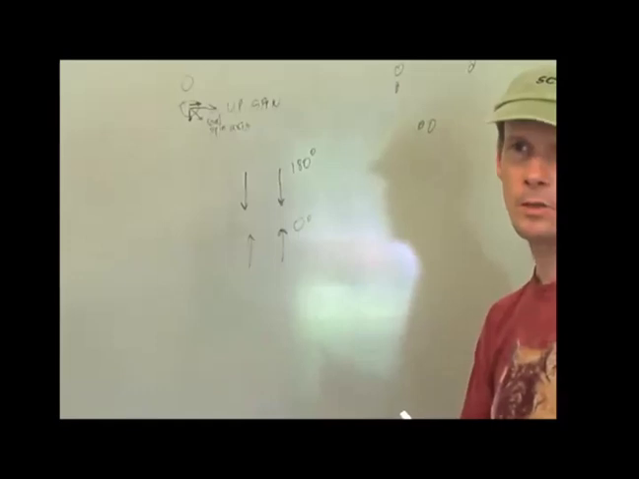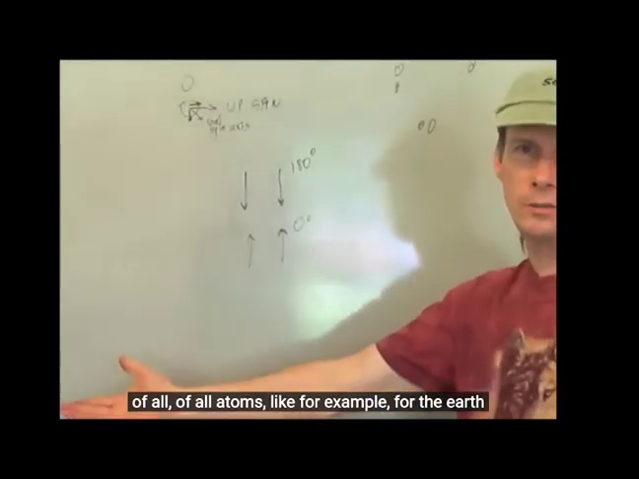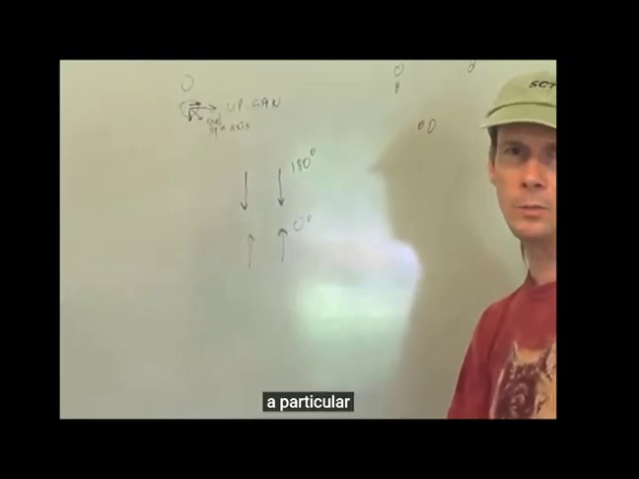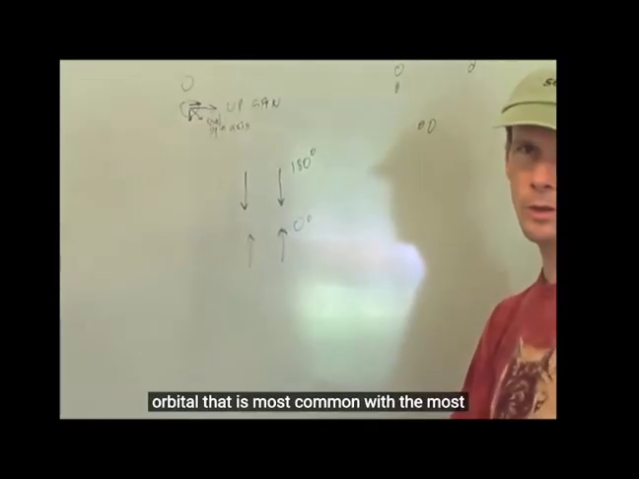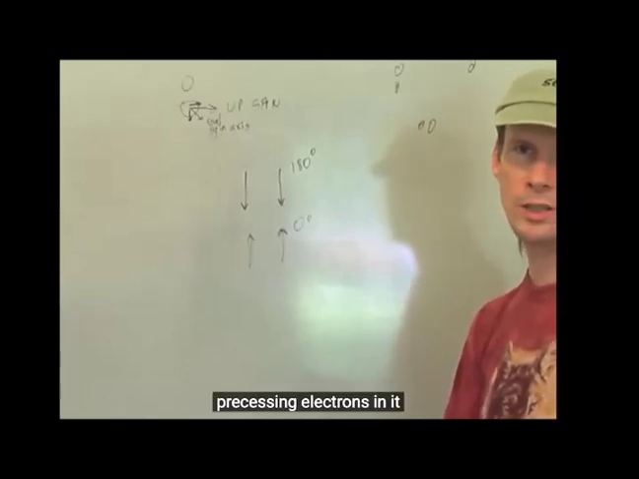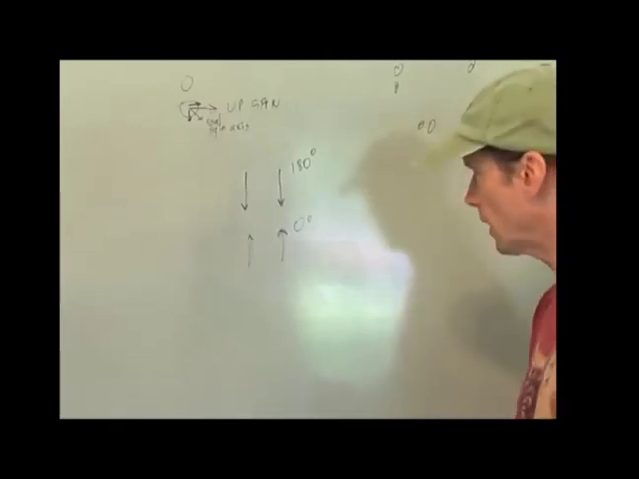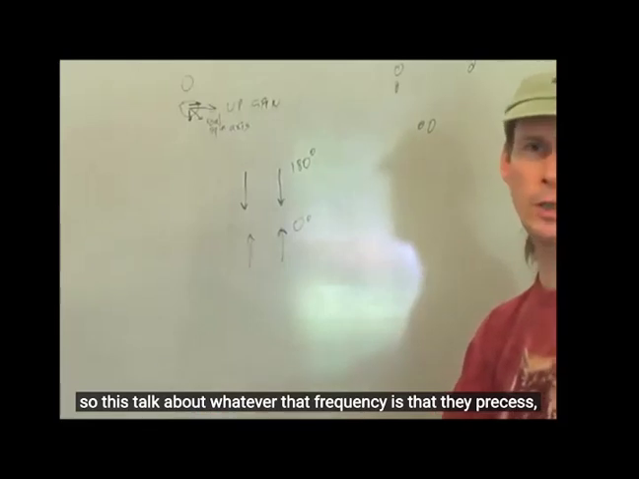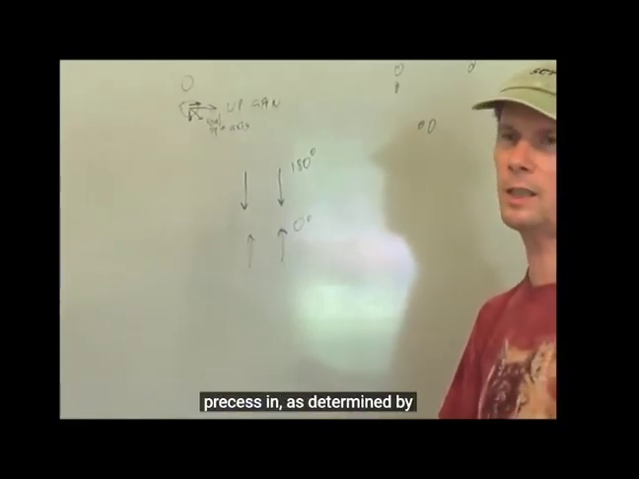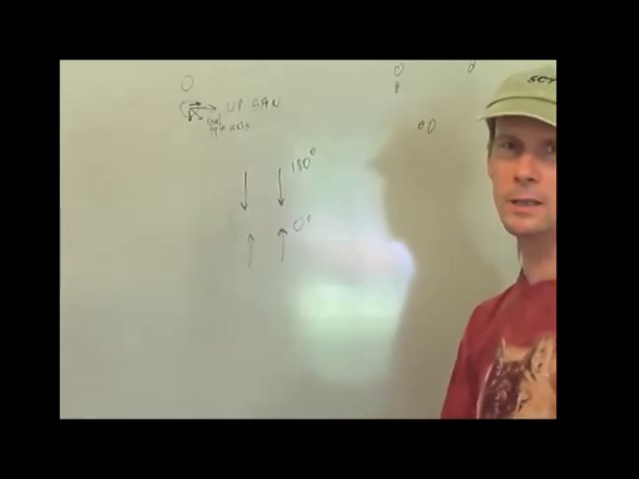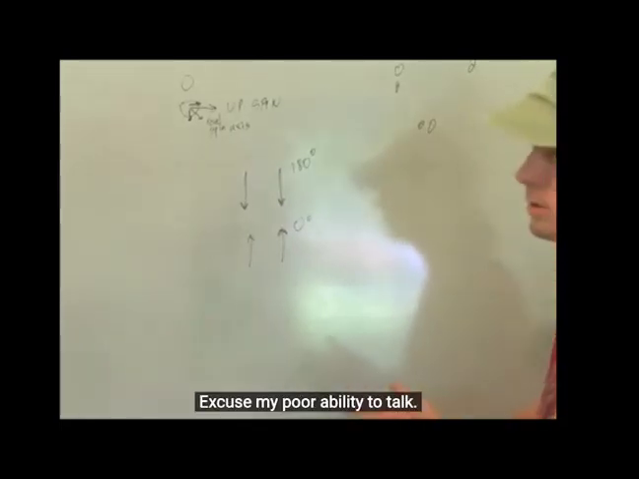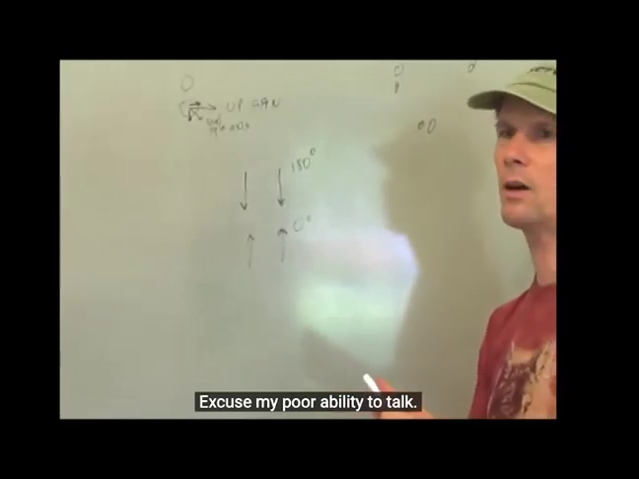precessing. Of all atoms, like for example for the Earth, there's going to be a particular orbital that is most common with the most precession electrons in it. So let's talk about whatever that frequency is that they precess in, as determined by classical electrodynamics. Excuse my poor ability to talk.